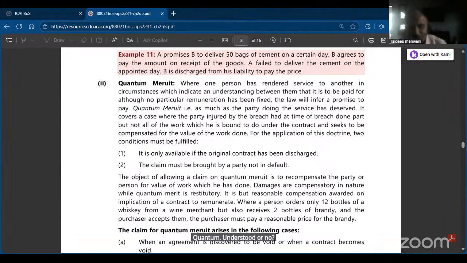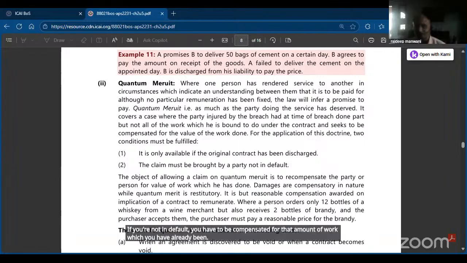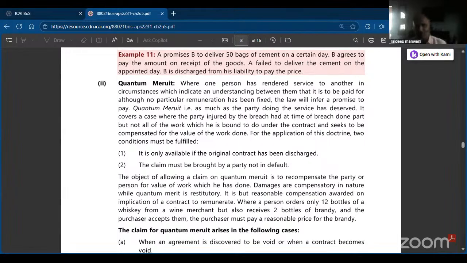Understood or no? So however much work you do, if you're not in default, you have to be compensated for that amount of work which you have already done. That is the case law: Planch versus Colburn. Planch versus Colburn. Understood? Okay, now read the reasons.